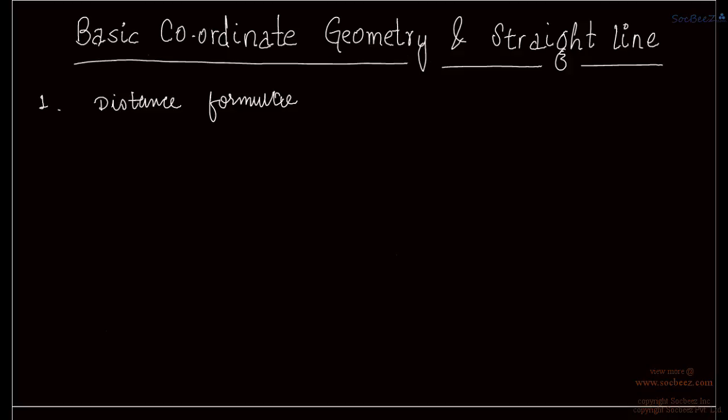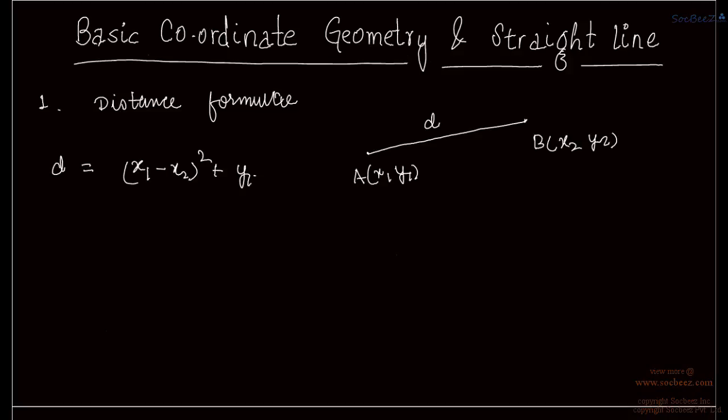Distance formula is used to calculate the distance between two points A and B, whose coordinates are x1, y1 for point A, and x2, y2 for point B. So we will have the distance d as the square root of (x1 minus x2) square plus (y1 minus y2) square.